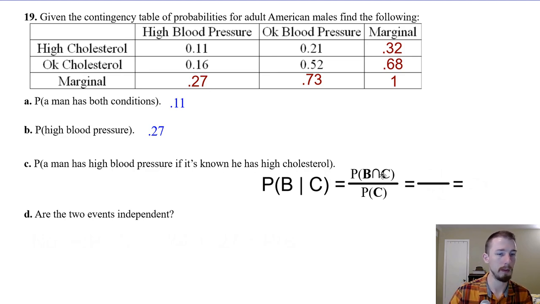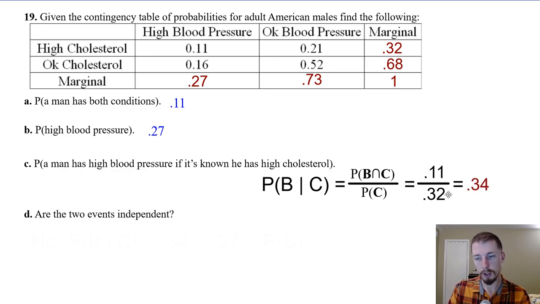What's the probability a man has high blood pressure if it's known he has high cholesterol? So out of those with high cholesterol, which is the 32%, what's the probability they have both? 11%. So 11 out of 32%, which will give you 34% overall.